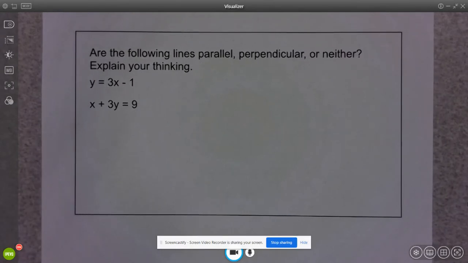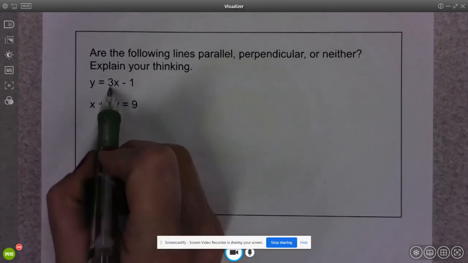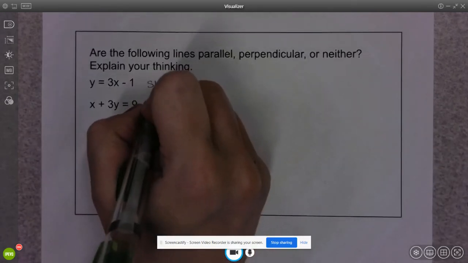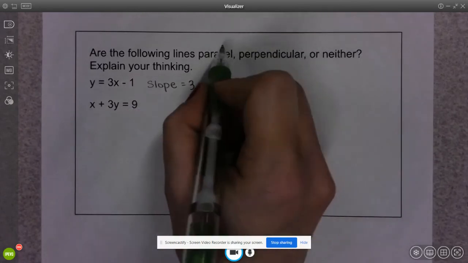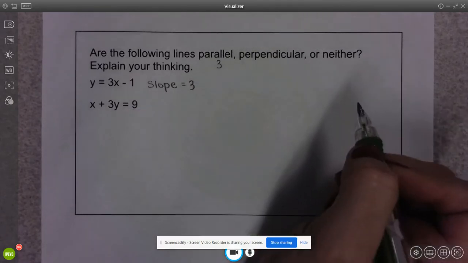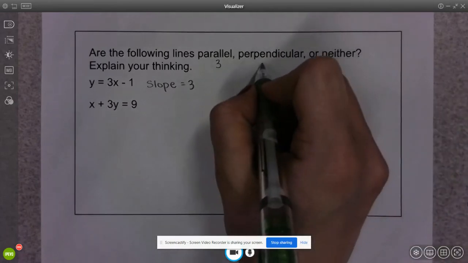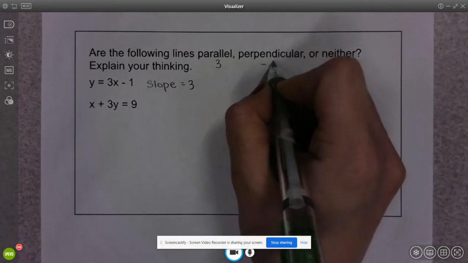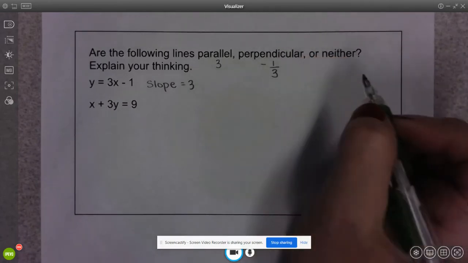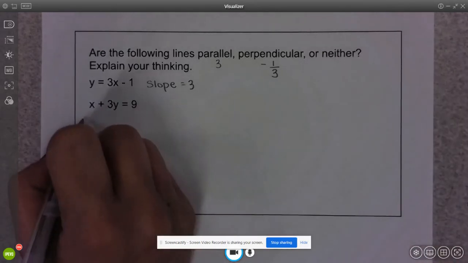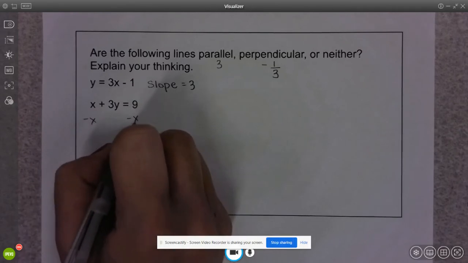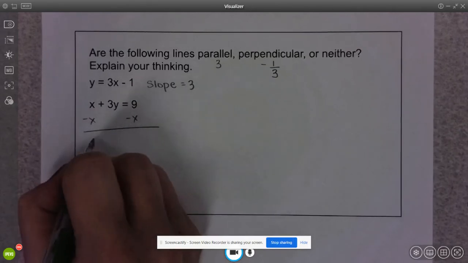Same idea, parallel, perpendicular, or neither one. So this first one, we have a slope of 3. So I need a slope of 3 if it's parallel, or negative 1/3, because that's 3 over 1 flipped upside down, if it's perpendicular. So I'm going to subtract x from both sides and get these both into slope-intercept form.